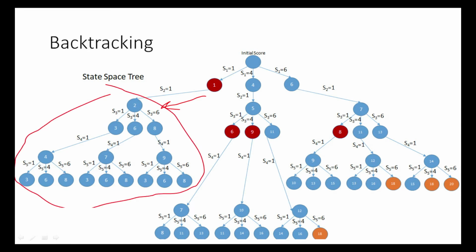We will not be able to find an optimal solution. Now, same applies to this node. This subtree does not yield any optimal solution. Same applies to this node. This subtree does not yield an optimal solution. Same applies to this node as well. Okay.